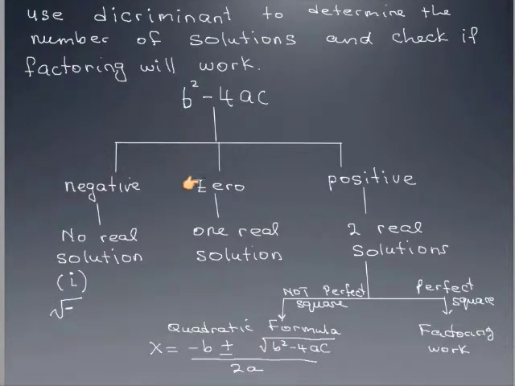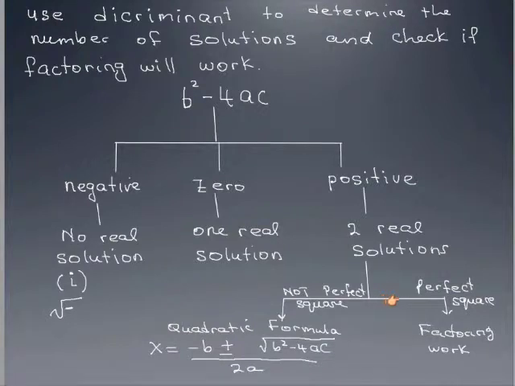If you end up with the answer 0, that means you only have one real solution. If you end up with a positive answer, it means you have two real solutions. And if your answer is not a perfect square, then you will need to use the quadratic formula, which is negative b plus or minus square root of b squared minus 4ac, divided by 2a. And you've got half of your work done here anyway.